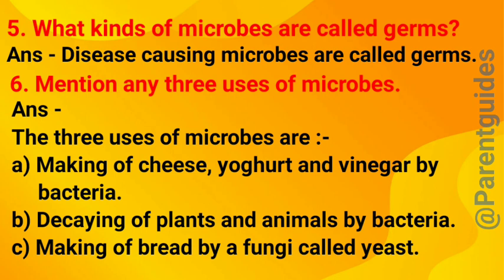5. What kind of microbes are called germs? Answer. Disease causing microbes are called germs. 6. Mention any three uses of microbes. Answer. The three uses of microbes are A. Making of cheese, yogurt and vinegar by bacteria. B. Decaying of plants and animals by bacteria. C. Making of bread by a fungi called yeast.